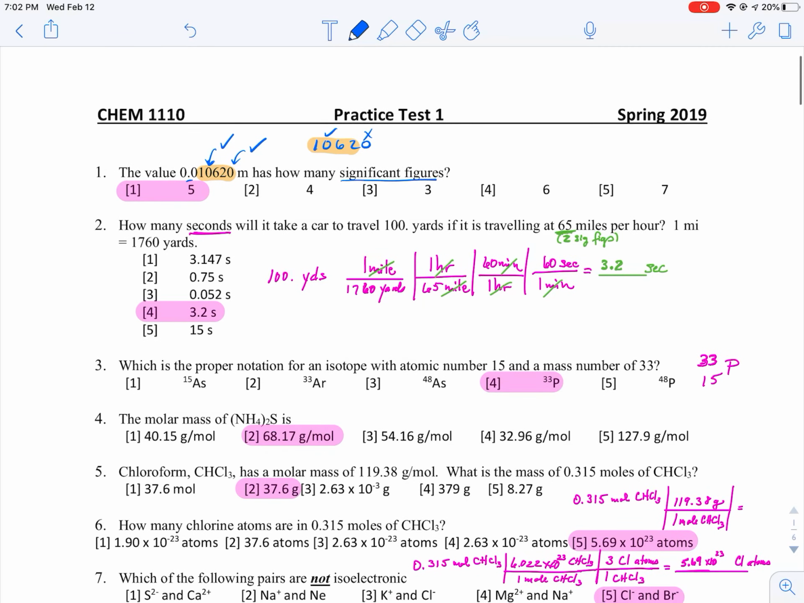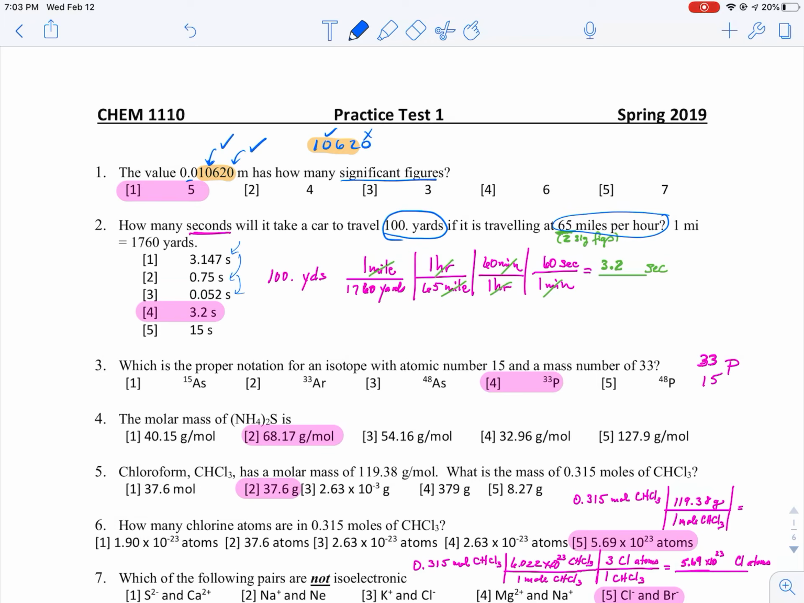Okay, so the phrasing of this one, they're asking how many seconds. So the answer needs to be in seconds. And if you're not sure, just look at the answer choices because they're all in seconds. How many seconds will it take a car to travel this many yards if it is traveling 65 miles per hour? So this is kind of tricky because there's definitely a few extra little things in the problem.